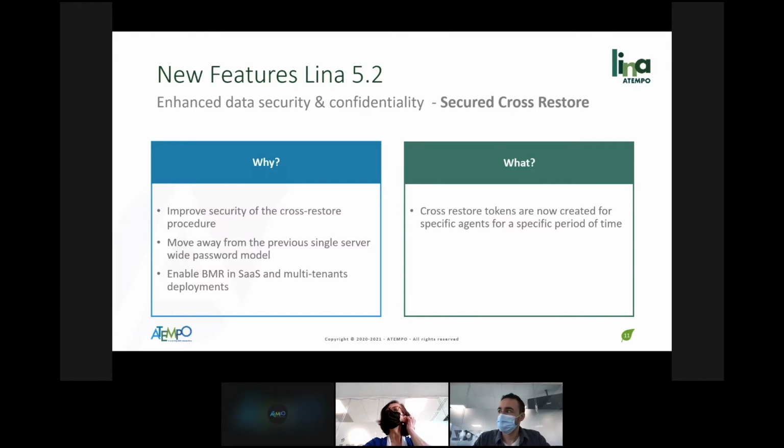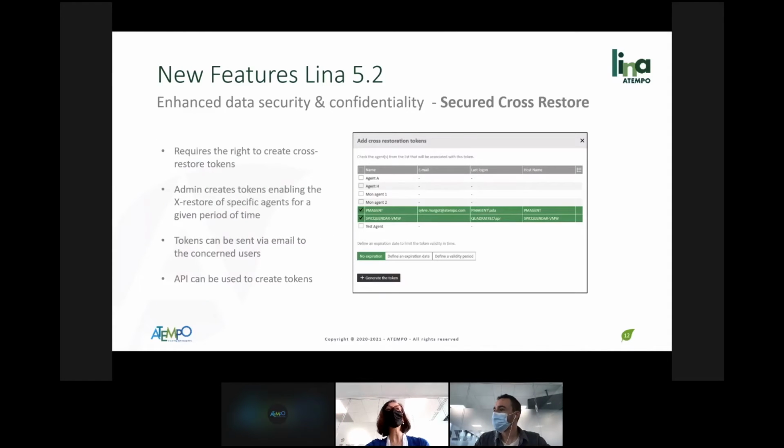This token will also be useful for the BMR restore. It is the same token that's going to be sent to someone that wants to do the BMR, and with that method, the agent that's going to be restored is going to appear. There will be no more scrolling through the whole list of agents. It will go straight to the agents that are designated in the token. There's a new window in the admin interface to allow the admin to create the token and to send the token by mail. And also the tokens can be created via the API.